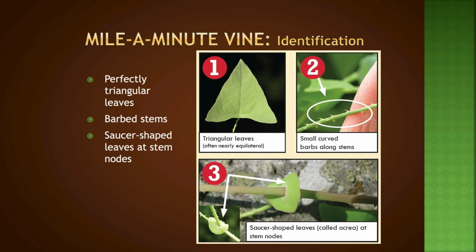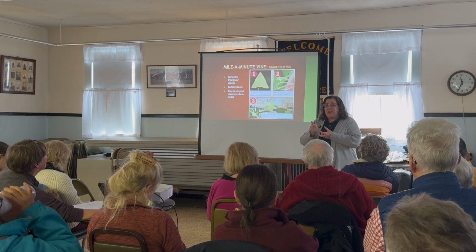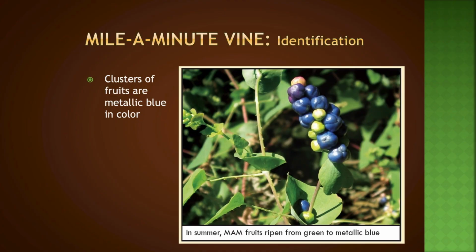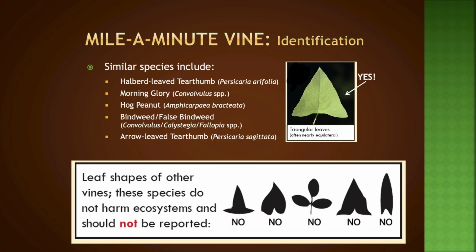It's just a carpet. You can ID mile-a-minute vine by looking for perfectly triangular leaves, like an equilateral triangle. You can look for these small curved barbs along the stems. It's not like a thorn. You can still hold it, but it doesn't feel comfortable. If it's fruiting, it's really easy to ID, right? It has these bizarre, brilliant metallic blue fruits. There are a lot of lookalikes, but again, perfectly triangular leaves and barbs along the stem should be enough for you to narrow it down. If you're not sure, you can report it to us.